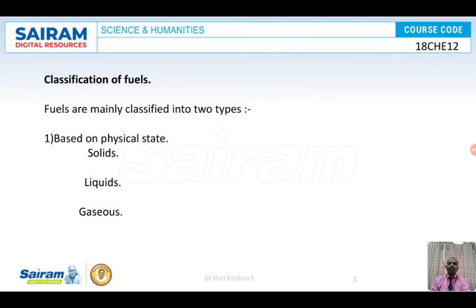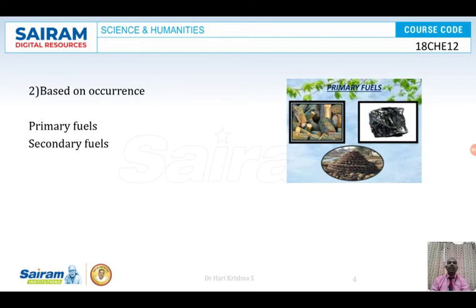So the next type of classification is depending upon the occurrence. Depending upon occurrence, you have two types of fuels. What are those? Primary fuels and secondary fuels. All the naturally occurring fuels are called primary fuels. Wood occurs naturally, and I can see in the diagram projected over here. Your coal also occurs naturally.